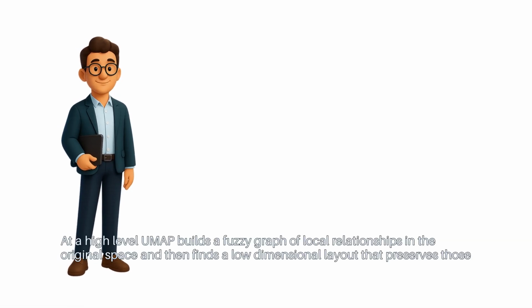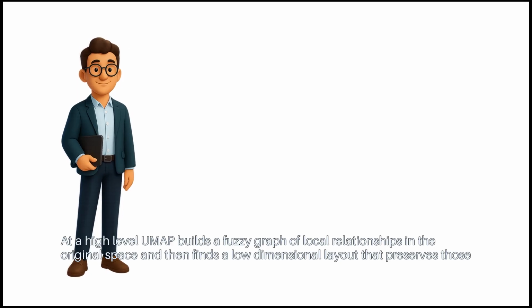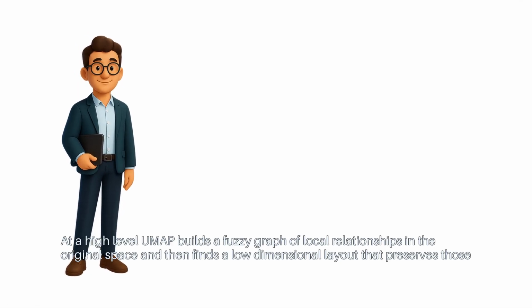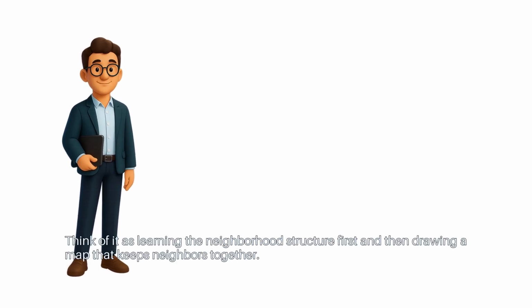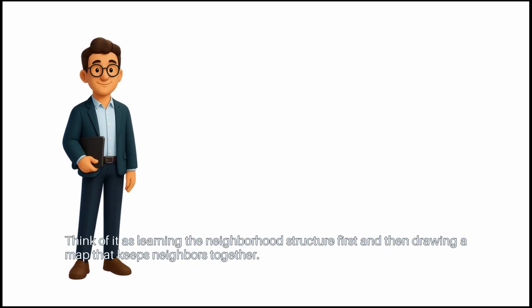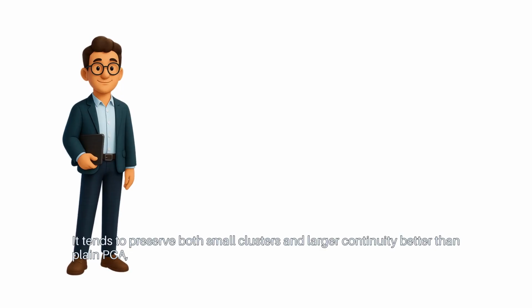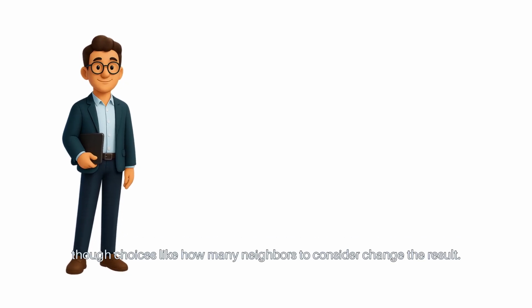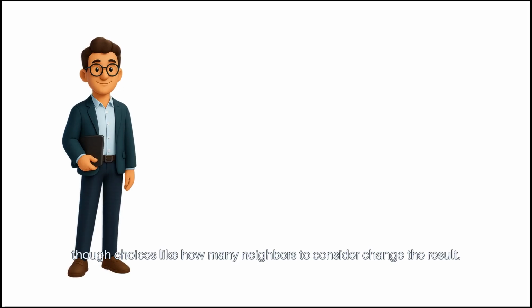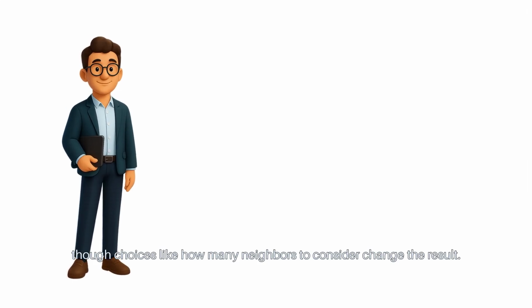At a high level, UMAP builds a fuzzy graph of local relationships in the original space, and then finds a low-dimensional layout that preserves those relationships. Think of it as learning the neighborhood structure first, and then drawing a map that keeps neighbors together. It tends to preserve both small clusters and larger continuity better than plain PCA, though choices like how many neighbors to consider change the result.